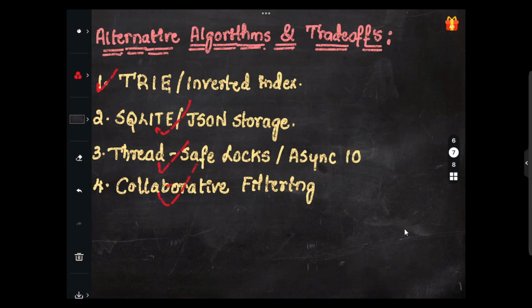The final one is collaborative filtering. When I say collaborative filtering, we can go with a recommendation feature as well, but it leads to heavy computation, right? So these are some of the alternative algorithms and the trade-offs, nothing but the summary. We have successfully designed a library management system, the simple one just for the CLI demo, right? Single file library management system.